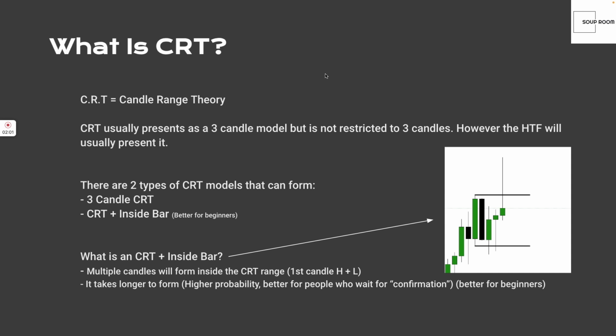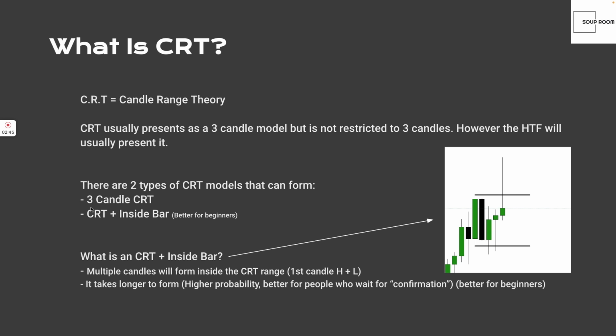So what is CRT? CRT stands for candle range theory. CRT usually presents as a 3-candle model, but it's not always going to be a 3-candle model. Usually it will be, but it won't always be. It's not restricted to 3 candles. All right? For example, right here you can see multiple candles used in order to hit the range high. So we formed a range, inside bar, turtle soup the low, heading all the way to the high of the range.